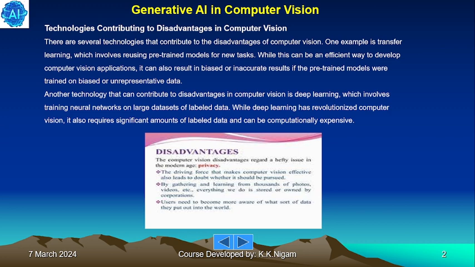Another technology that can contribute to disadvantages in computer vision is deep learning, which involves training a neural network on large data sets of labeled data. While deep learning has revolutionized computer vision, it also requires significant amounts of labeled data and can be computationally expensive.